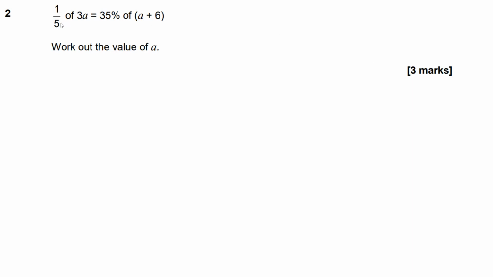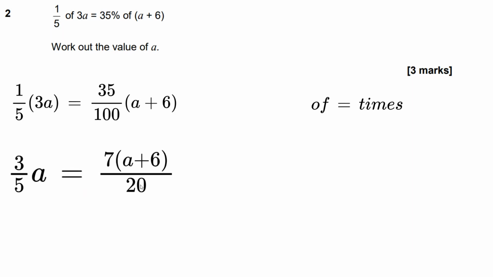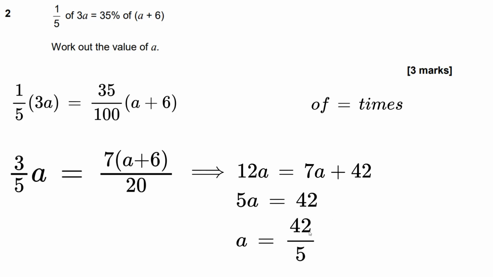This question, take a second to read through it, but whenever you see "of", it just means multiply. So I'm just going to replace everything here by multiply. This 35% will become 35 over 100, like this. Both sides divide by 5, so you get 7 over 20, and then you can just bring this one up here, like this. Multiply both sides by 20, so the 5 here cancels, so it's 20 multiplied by 3, which is 60, divide by 5, which is just 12, and then 7a plus 6 equals 7a plus 42. Take away 7a from both sides to get 5a equals 42, and then divide by 5 to get a equals 42 divided by 5.